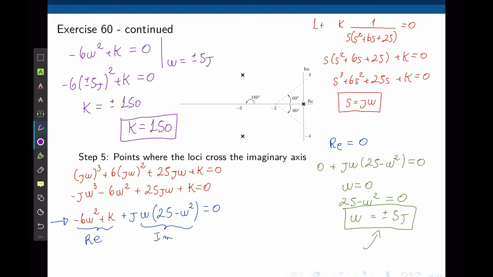Instead of using this analysis, we could have employed the Routh-Hurwitz stability criterion to find the maximum gain before instability using the same characteristic equation. And this would give the exact same result. This method is a bit more complicated, but the advantage is that we know what the value of omega is. We know the point where the root locus crosses the imaginary axis.